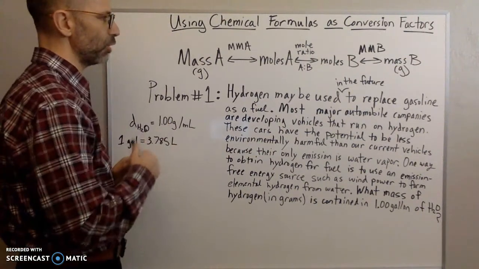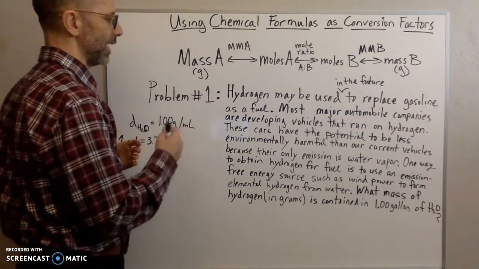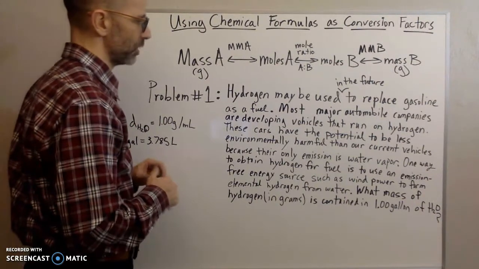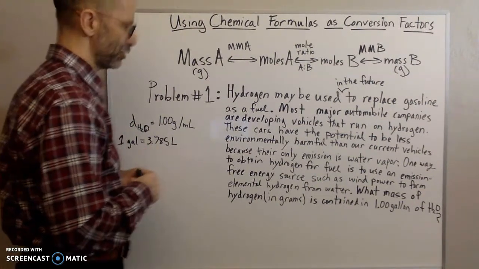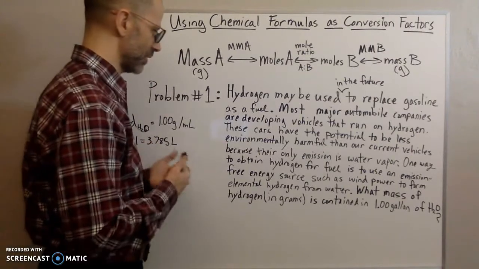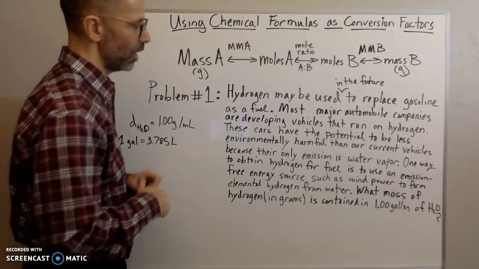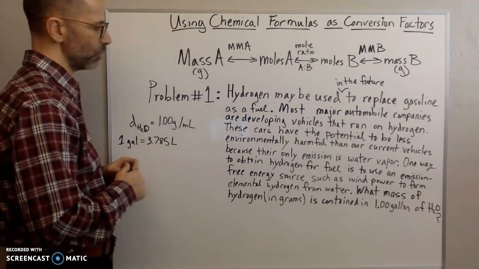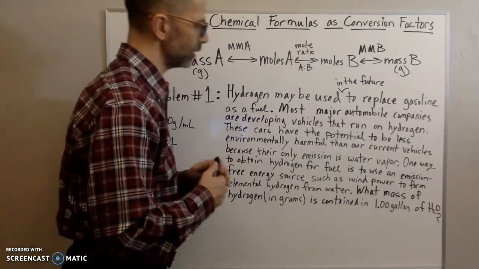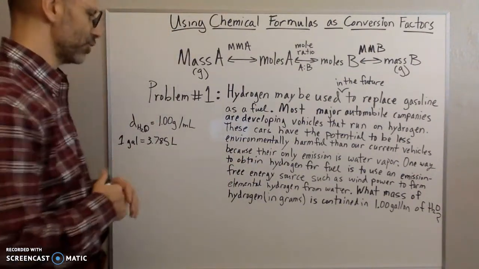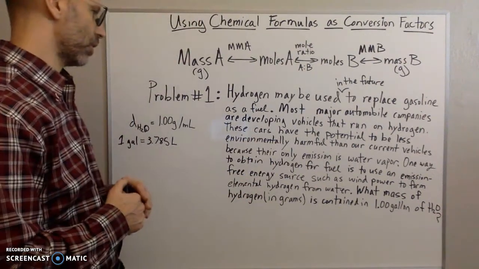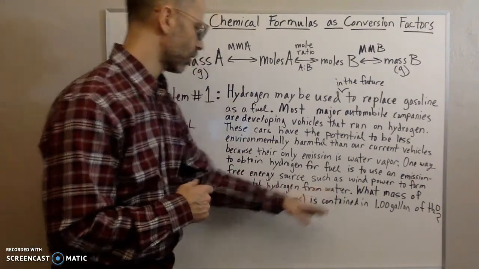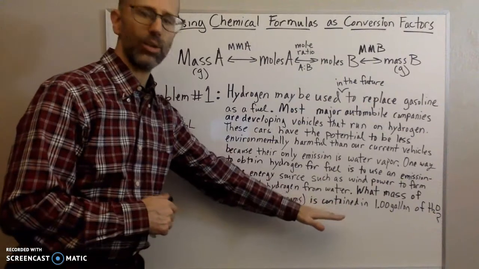It says hydrogen may be used in the future to replace gasoline as a fuel. Most major automobile companies are developing vehicles that run on hydrogen. These cars have the potential to be less environmentally harmful than our current vehicles because their only emission is water vapor. One way to obtain hydrogen for fuel is the use of an emission-free energy source such as wind power to form elemental hydrogen from water. Okay, and then finally you get to the question, right?